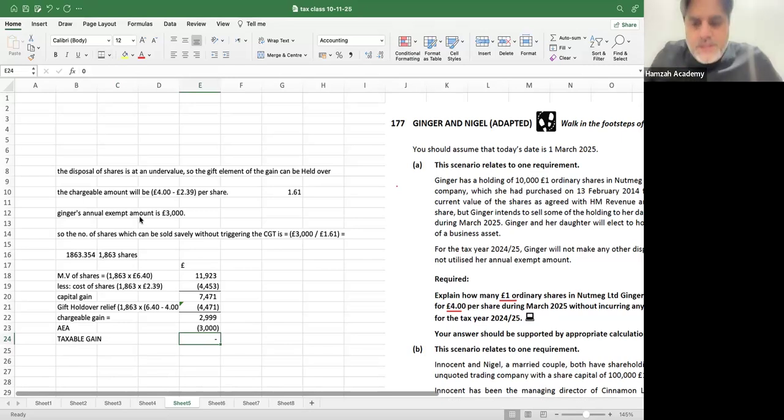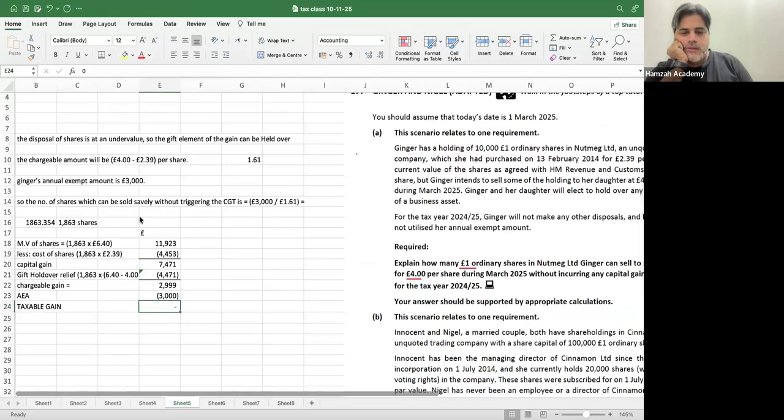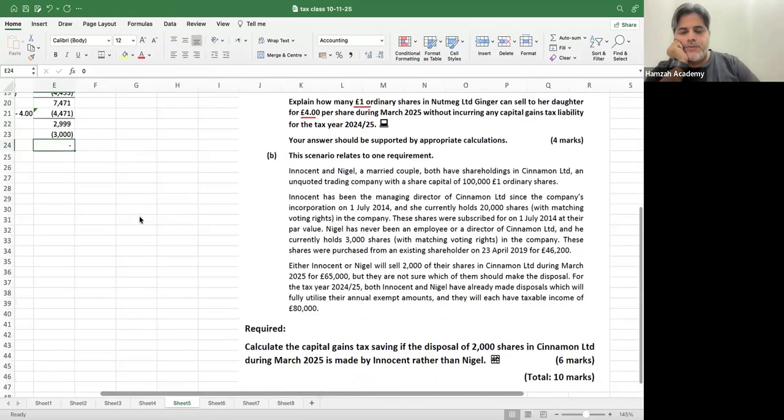Okay. Now I hope it's clear. Moving ahead. This scenario relates to one requirement.